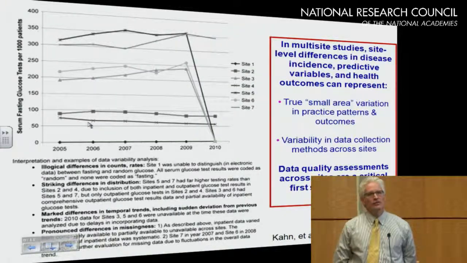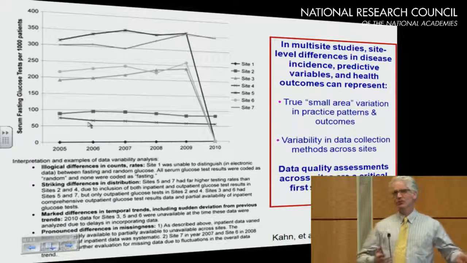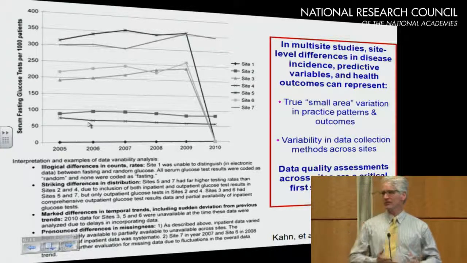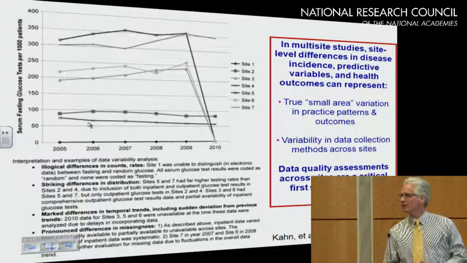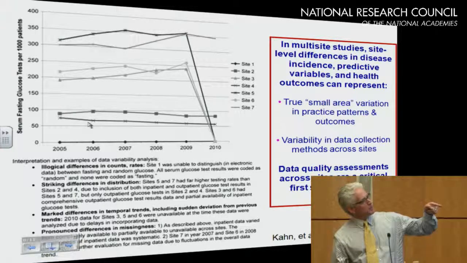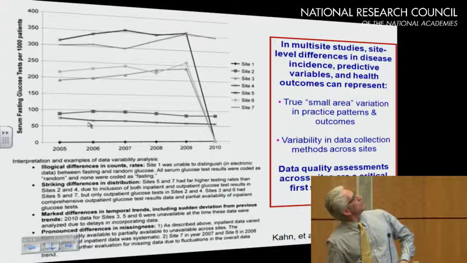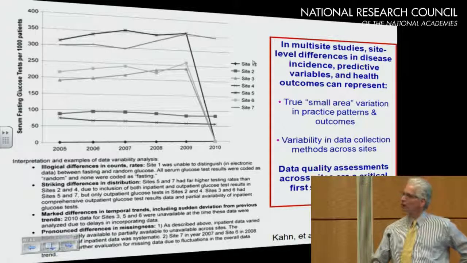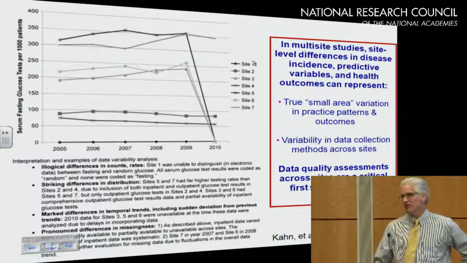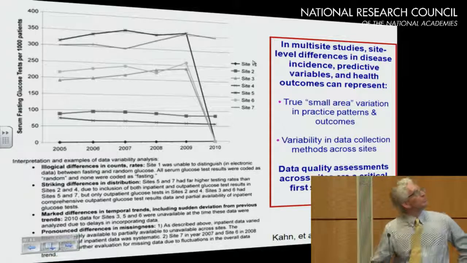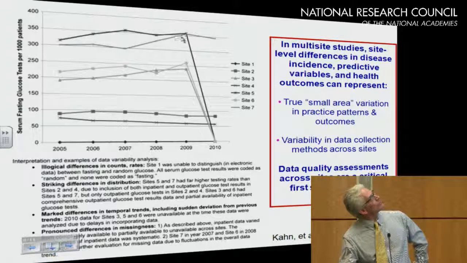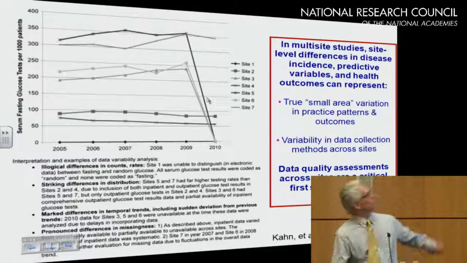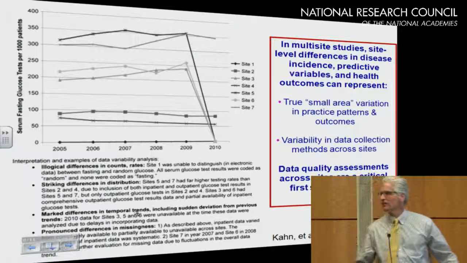So this just illustrates the complexity. I told you this morning a bit about the complexity of using data from just Geisinger. What happens if you wanted to do data from multiple sites? Well, this is a paper by Kahn in Medical Care just last year. And this looks at serum fasting glucose tests per 1,000 patients in 7 HMO-RN sites. And you see huge variation across sites in the prevalence of testing. You also see big temporal variations in the site. So something happened here. And down here, there's an explanation for why all these things occurred.